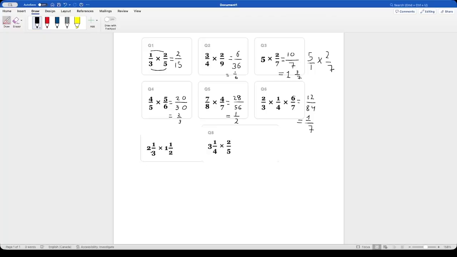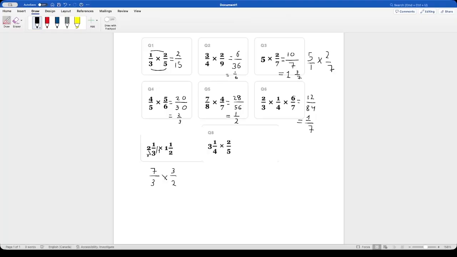Now to do that, you have to do 2 times 3 plus 1. It's the whole number multiplied by the denominator, and then we add the numerator to that. So 2 times 3 is 6, plus 1 is 7. So 7 over 3, because the denominator stays the same, times, and we do the same thing, 1 times 2 plus 1. Okay? And that would give you 3 over 2.